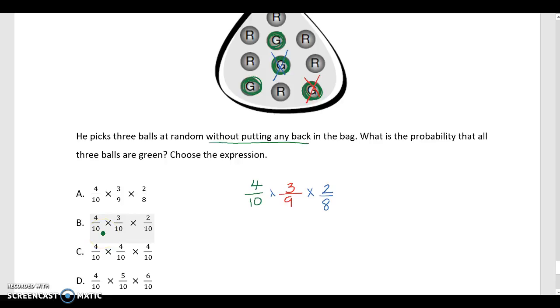So here, since it says without putting them back, I know I can eliminate B because the totals stay the same. Oh, C and D, they stay the same. So just by knowing, not even creating my probabilities, just by knowing that without putting them back, my total changes, I found my right answer of A.